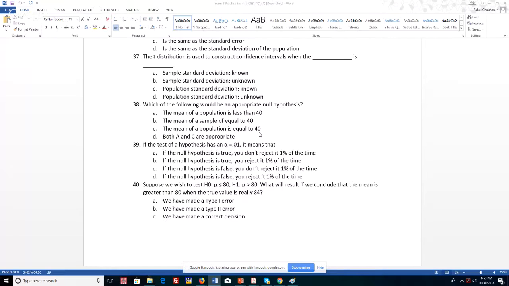So remember that type 1 error is saying something there when there really isn't something, or saying that the null is false when it really is true. So in this case, B is the correct answer. If the null hypothesis is true, you would reject it 1% of the time.